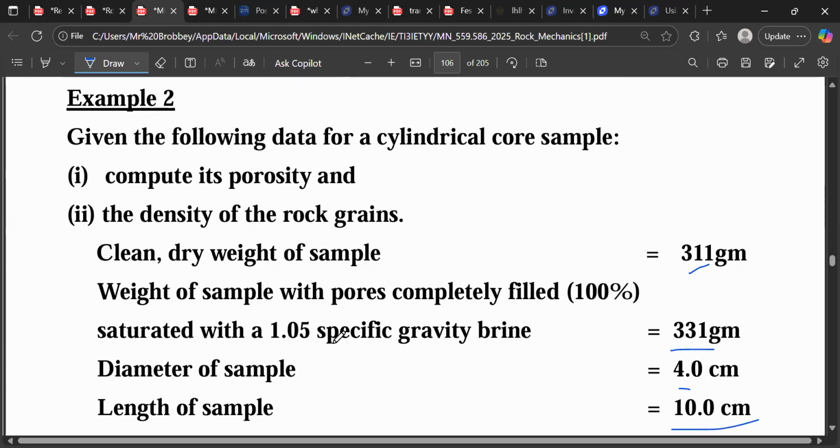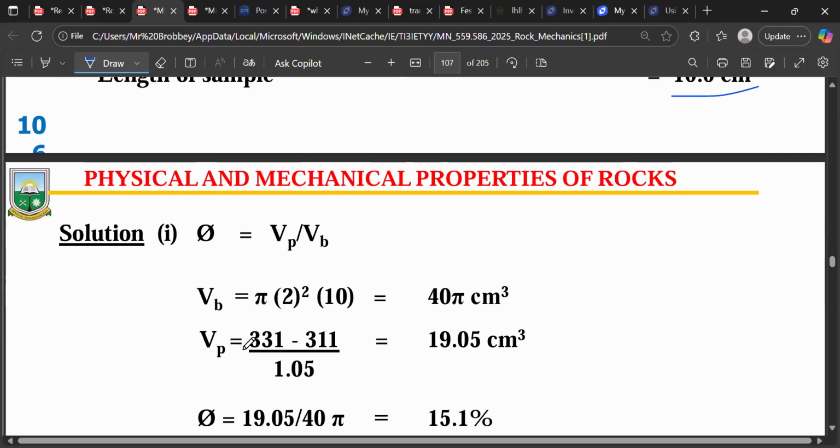Right. So when you are given this, you want to find the porosity first again. The first thing is we want to quote the formula: porosity is equal to VV or VP over VB, right? Now your VB was not given straight. You have to calculate it using your formula because it says cylinder. So the formula for the volume of a cylinder, so that you move fast, is pi r squared h, right?